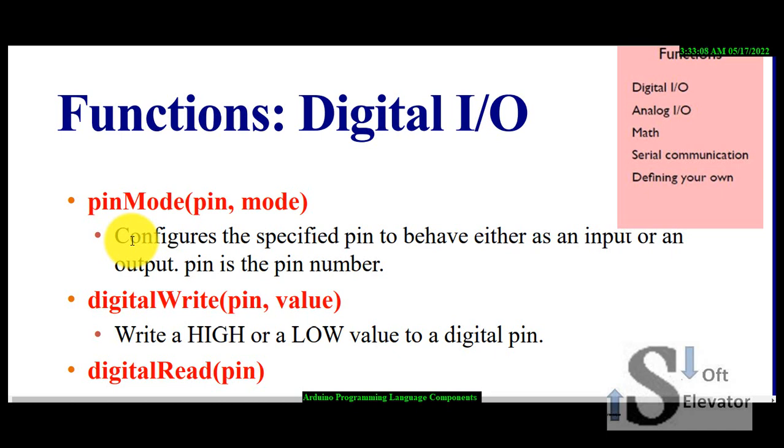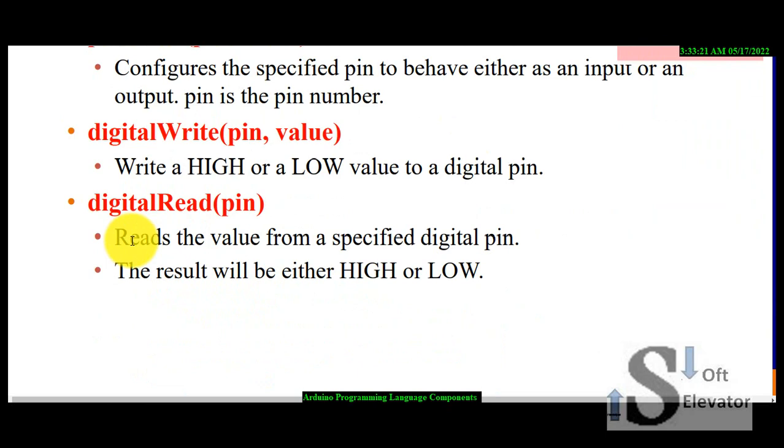Digital write is the same, but here you write high or low as the value, and the pin is the pin number. Digital read reads the value from a specified digital pin. The result will be either high or low because it's digital read.